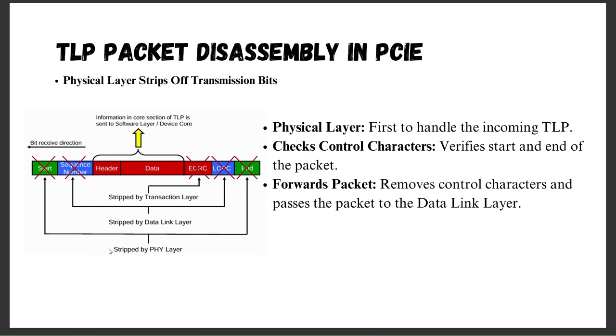So let us start. The data link layer also adds another checking code called LCRC, as it is visible here. This code allows the receiving device to check if any error occurred during transmission over the specific link. If there is an error, the receiver notifies the sender and the packet is retransmitted.